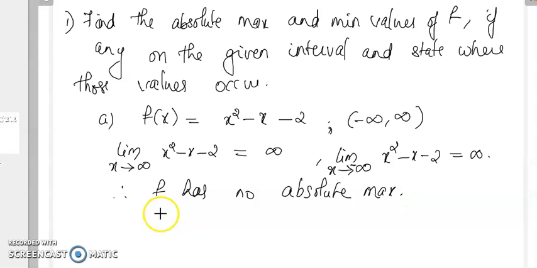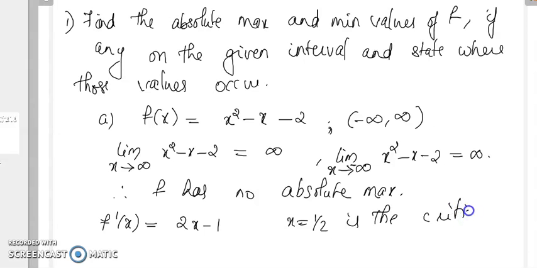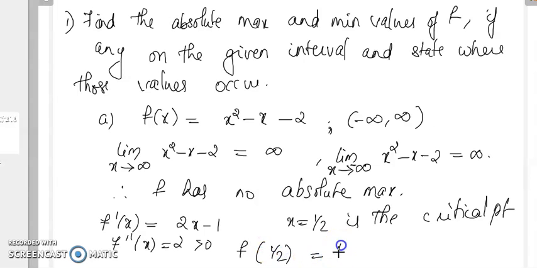So now let us look for the minimum. Absolute minimum, if it exists, will exist at the critical point. So let us find the critical point. f dash of x is 2x minus 1. Therefore x equal to 1 by 2 is the critical point. So let us evaluate the function. If you look at f double dash of x, that is equal to 2, which is greater than 0, so this is the minimum. So f of 1 by 2 will be 1 by 4 minus 1 by 2 minus 2. That will be minus 1 by 4 minus 2, so you will get minus 9 by 2.